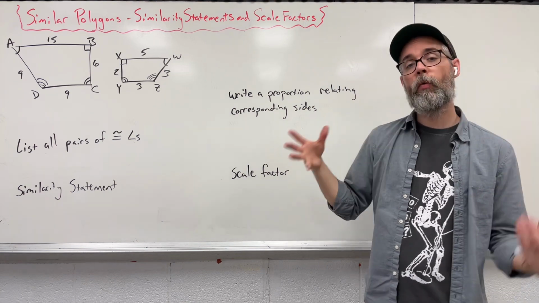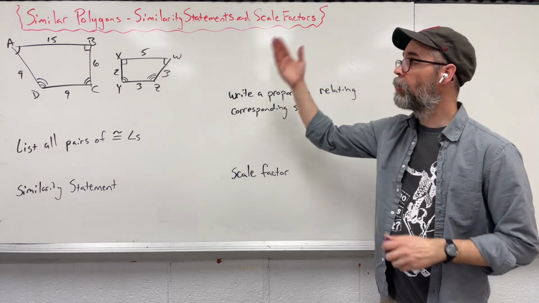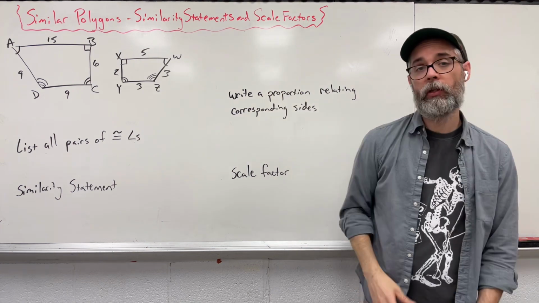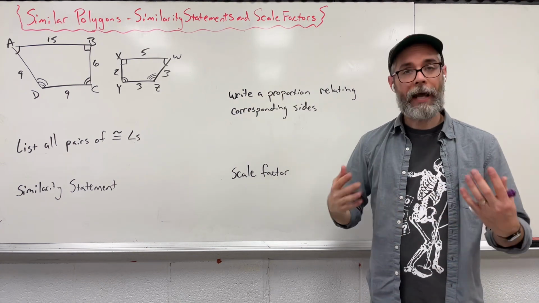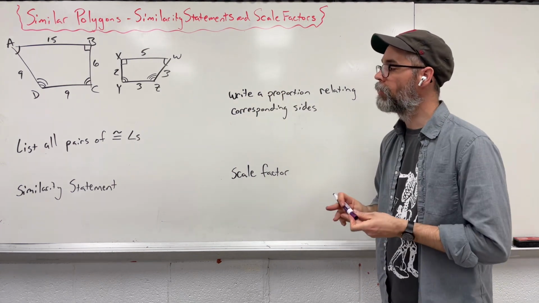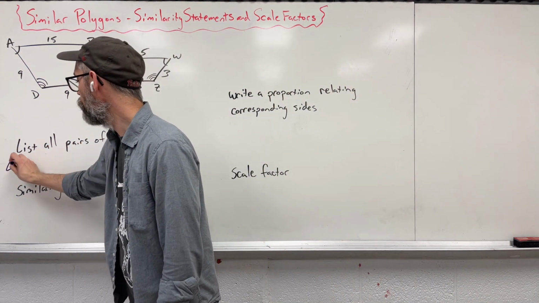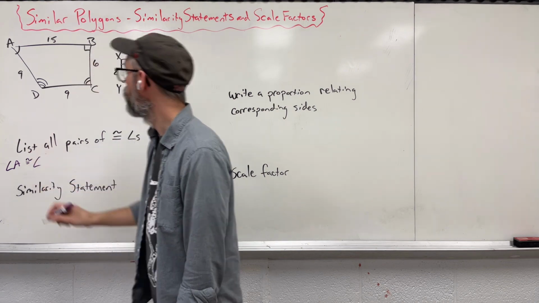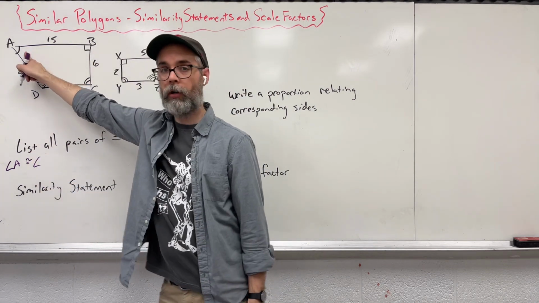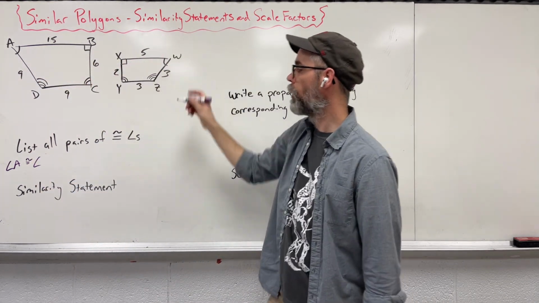So let's talk about what is the same. I'm telling you that these are similar. Let's figure out and match everything up now. Let's list all the pairs of congruent angles. So we're going to say angle A is congruent to, that has one arch. Let's look for another one arch, W.